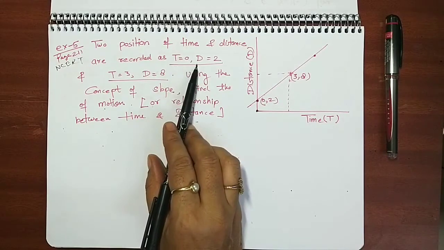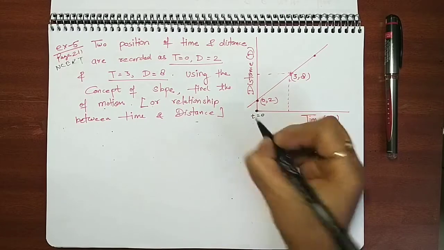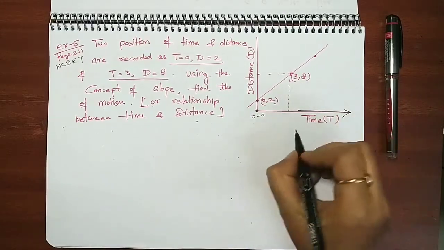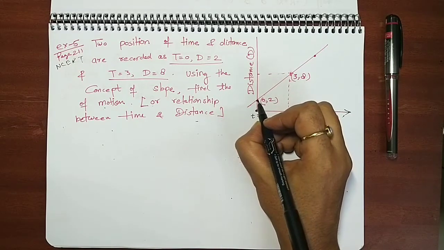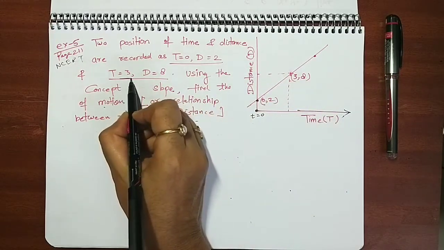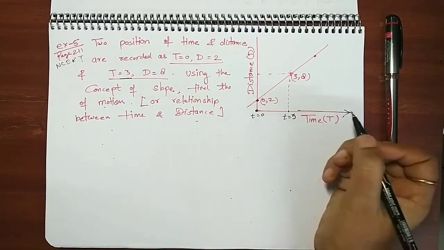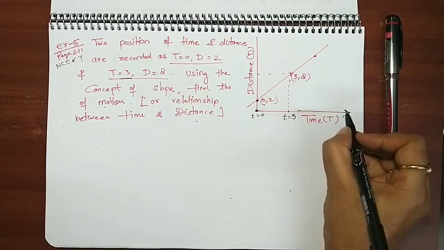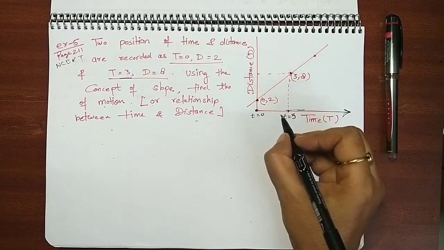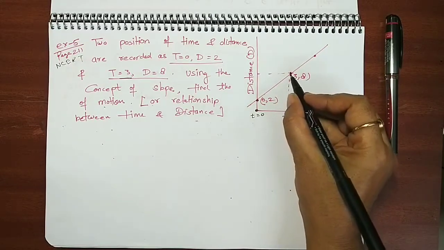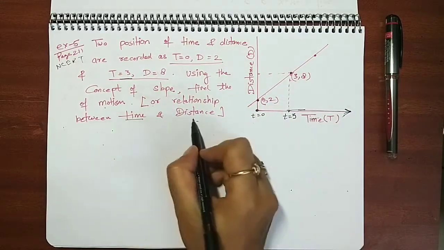So time and distance, suppose some car is moving. At time t equal to 0, if time is shown on the x-axis, the position of the car is 2, means it is at a distance of 2 km from your home, and at t equal to 3, maybe 3 minutes or 3 hours, whatever the unit is, which they have not mentioned on the time axis, the distance traveled is 8, means that the car is at a distance of 8. So they're asking the relationship between time and distance.